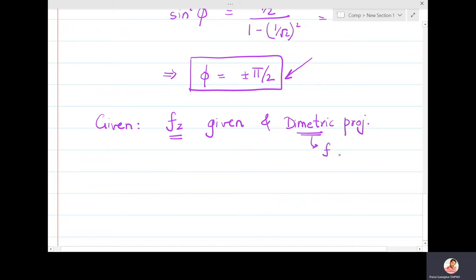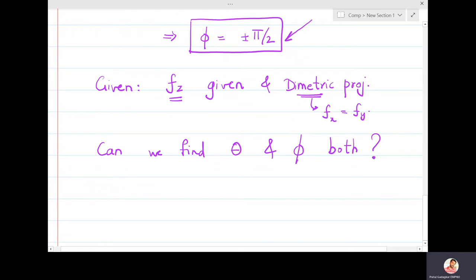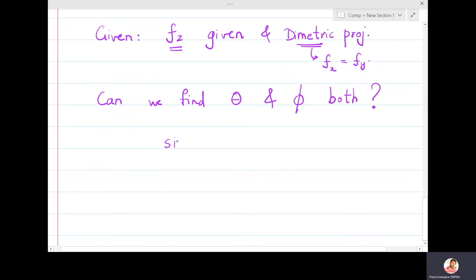As soon as you know it is dimetric, you know that the two foreshortening factors have to be equal. So my question is, can we find theta and phi both? Let us tackle this question. It's very simple actually. What you know is that sine square phi is equal to sine square theta upon 1 minus sine square theta.